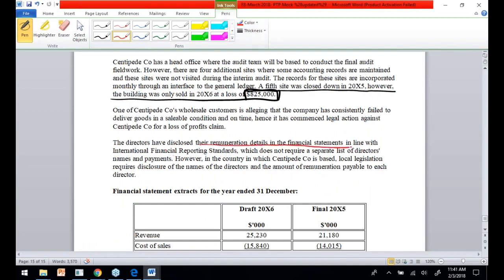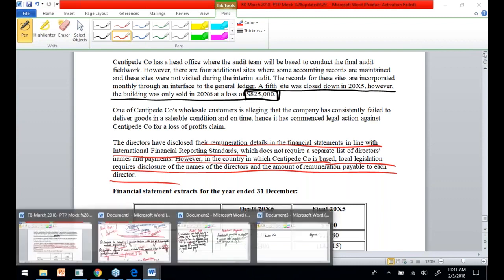So, separate disclosure for remuneration in line with international financial reporting standards. However, in the country in which Centipede company is based, a local legislation requires disclosure of the names of directors and the amount of remuneration payable to each director.